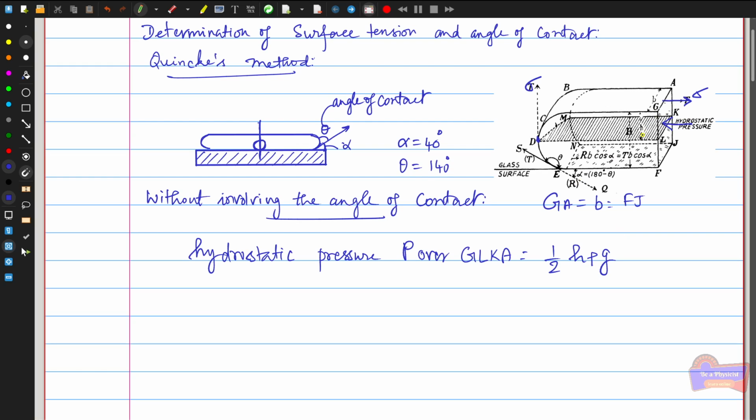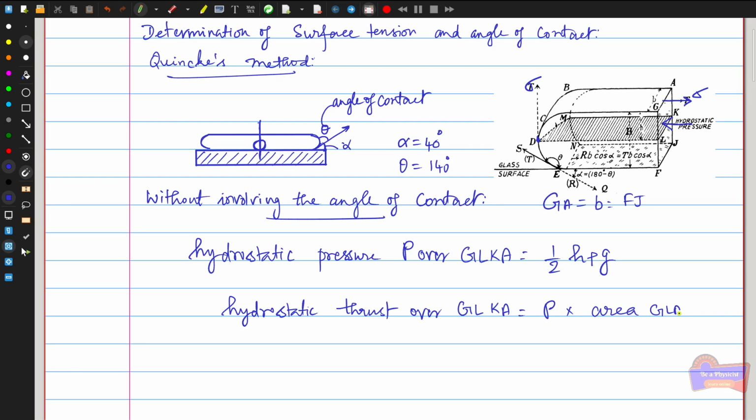Here H is the height from the slice which we have considered, measured from the top of the liquid. Rho is the density of the liquid, and g is the acceleration due to gravity. Therefore, we can find the hydrostatic thrust acting over the area GLKA, which is given by the pressure into the area.